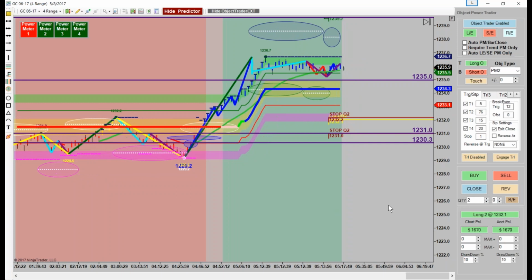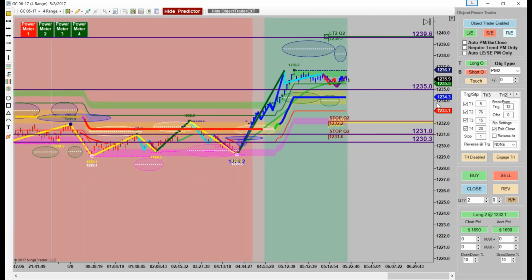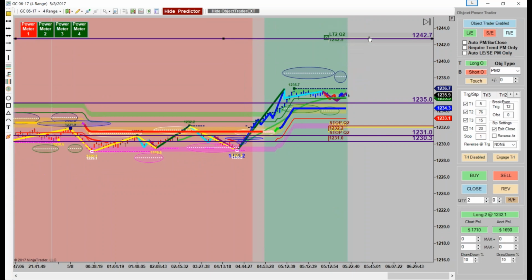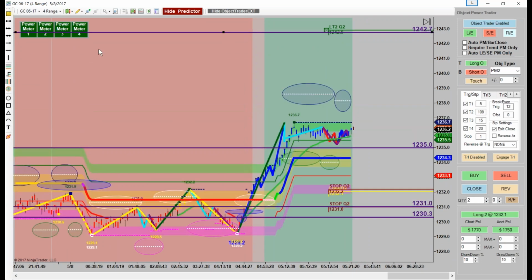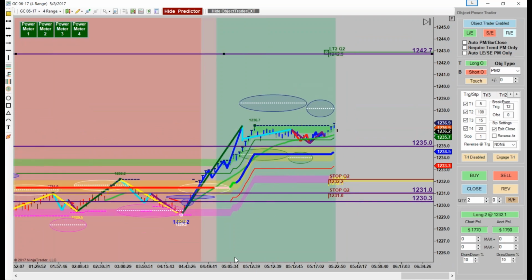Okay. We're still in long two. We'll go ahead and move our targets out of the way because we don't care now. We're just going to let it ride. Power meters are all green. Not too shabby.